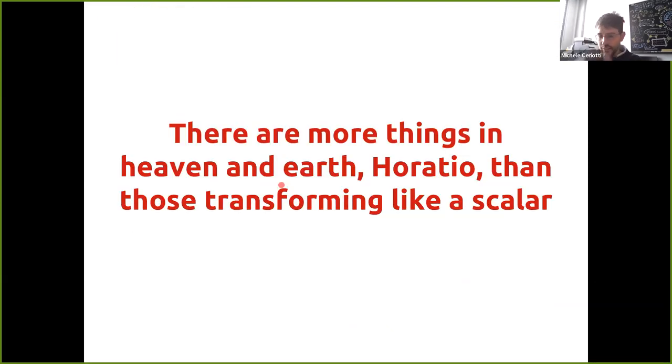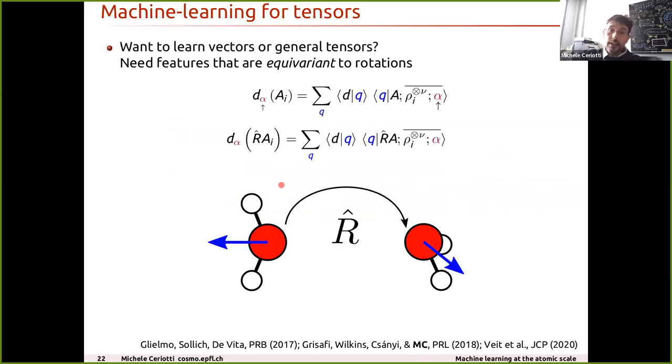So after this sort of intermission on applications, I want to get back a little bit to the theory of machine learning models and machine learning representations. And in particular, since, if you're following the field, you have probably heard quite a bit about equivariant machine learning models, I want to tell you a little bit how to build equivariant representations, what it really means, and why it's useful and important to build equivariant models.